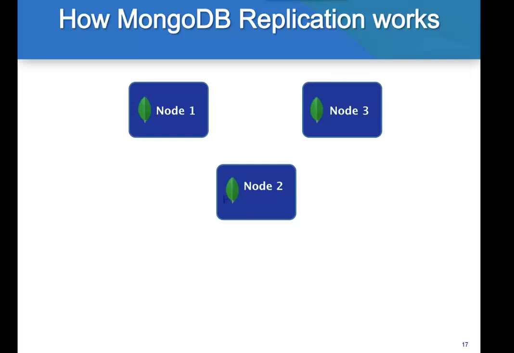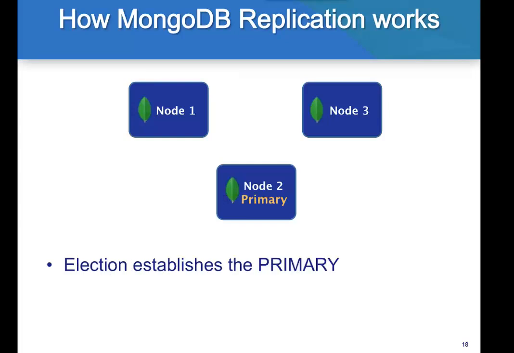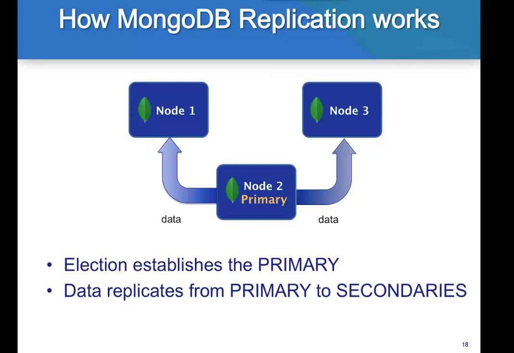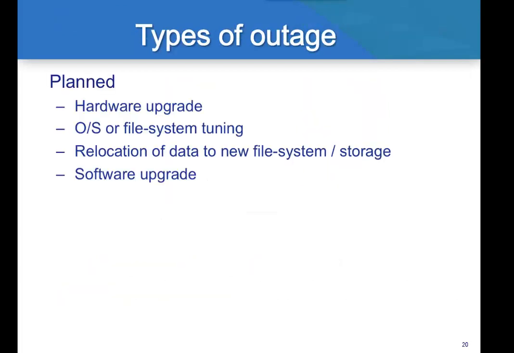The way that replication works is you have these 3 nodes. You can have a 1-node replica set, which isn't much good for anything. You can, in theory, have a 2-node replica set, but it really only becomes interesting with 3 nodes. And the election establishes that one of those nodes is the primary. So the data replicates from the primary node to the secondary nodes.